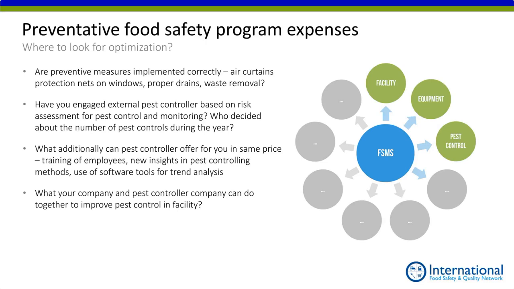Use of software tools for trend analysis. Today, a lot of pest controllers are using software tools where you as a customer have access, and you don't print any documents. You don't use any written reports on paper. You have this access to the software tool as a customer, and this is included in their regular monitoring. Here you can click and find trend analysis for your company. You can find a lot of valuable data. All the relevant documents are there in this software. So this is a very good plus, and you don't have additional expenses on printing or time used for archiving all documents and checking whether they are all valid, etc.